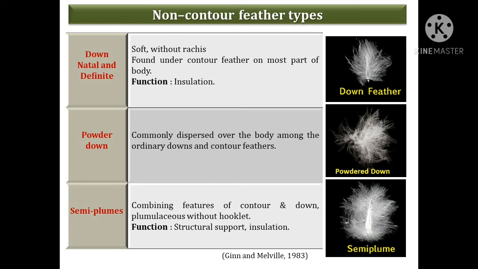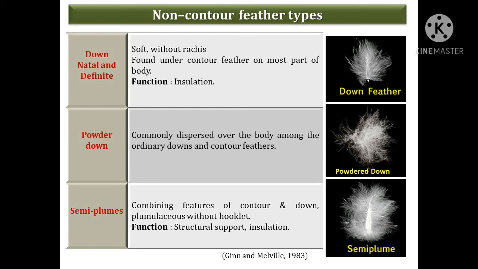Each and every feather of the non-contour type has a different function, and you can see the cotton-like structure of these feathers due to the absence of barbicels in them. The down feathers are very soft, cottony-like in nature. They don't have rachis and they don't have a hooklet-like arrangement. And these are specifically found under contour feathers on most parts of the body. And their major function is insulation.